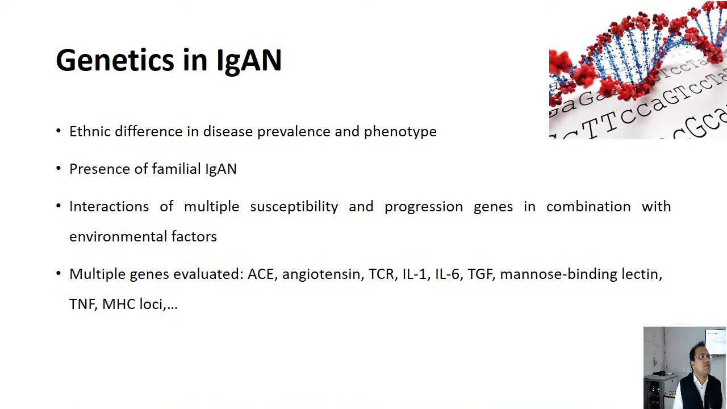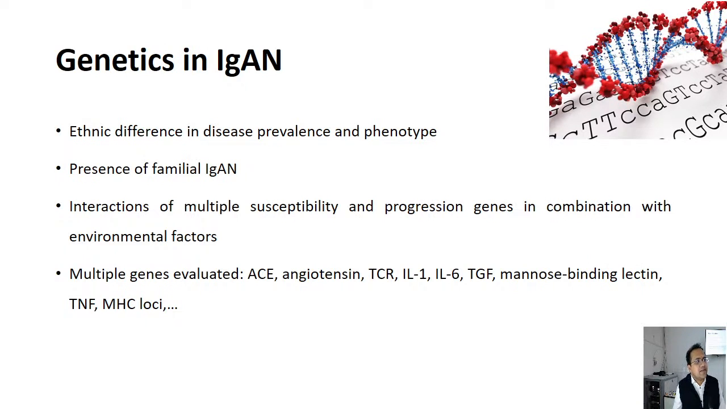Last would be genetics. So I've been always saying that in the pathogenesis, those who are predisposed tend to develop antibodies. So how is this predisposition seen is a question. The ethnic differences in both disease prevalence as well as phenotypes and the presence of familial clustering of cases of IgA nephropathy suggests that there may be a genetic basis for the disease.